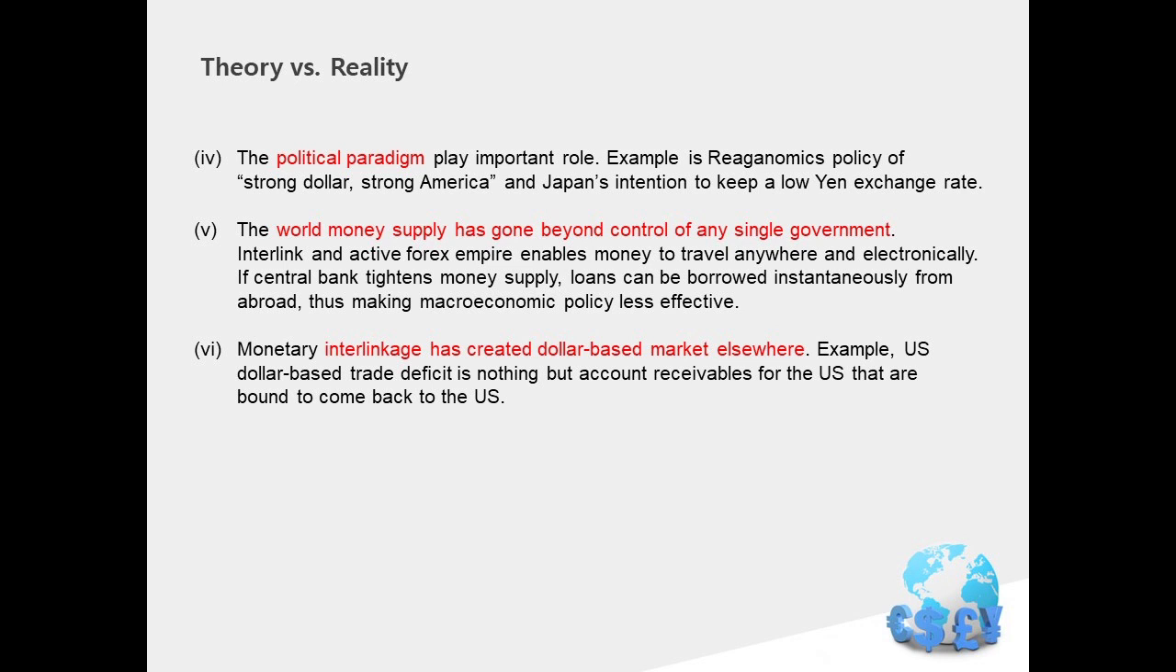5. The world money supply has gone beyond control of any single government. Interlinked and active forex empire enables money to travel anywhere and electronically. If central bank tightens money supply, loans can be borrowed instantaneously from abroad, thus making macroeconomic policy less effective. 6. Monetary interlinkage has created dollar-based market elsewhere. Example: US dollar-based trade deficit is nothing but account receivables for the United States that are bound to come back to the United States.